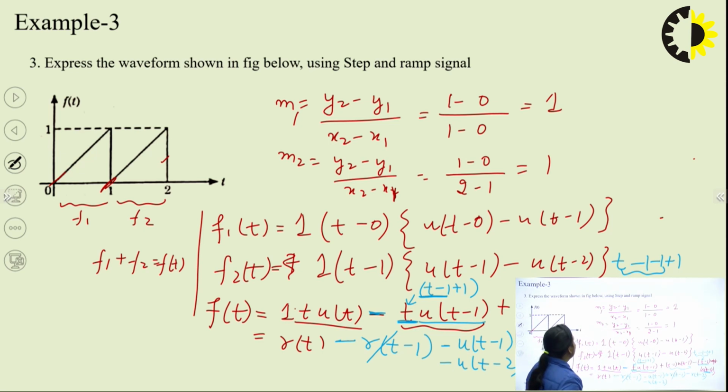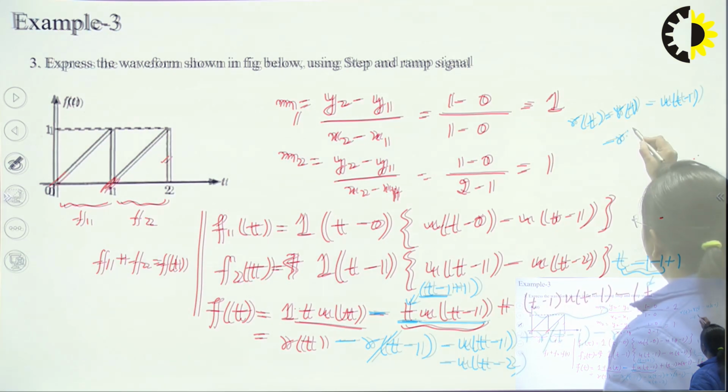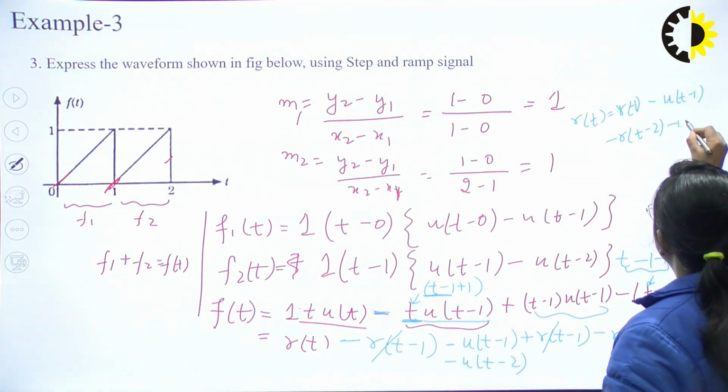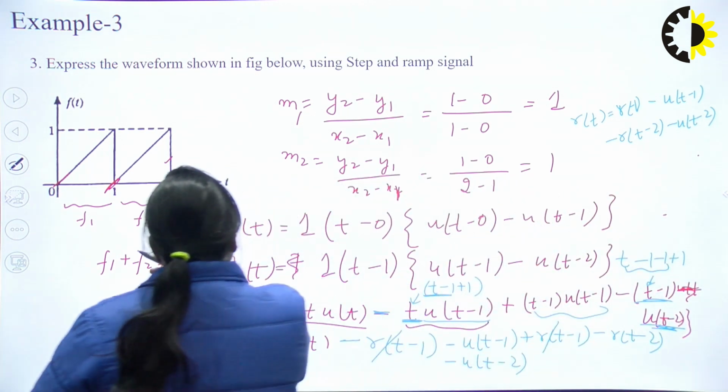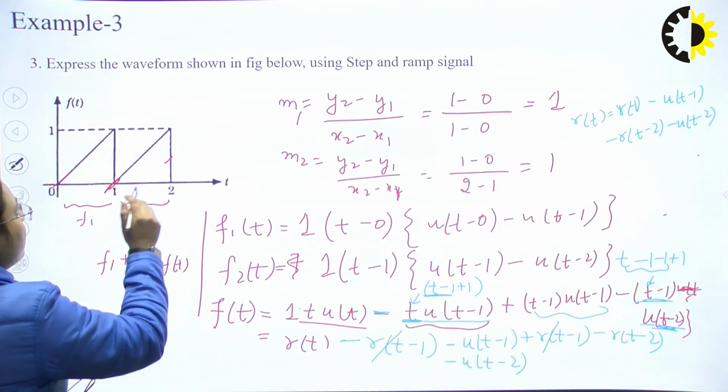ठीक, so final answer will be, now RT final answer will be equals to RT minus of ut minus 1, okay, and minus of RT minus 2 minus of ut minus 2. ठीक है, ramp signal को और इसको proper way में I can explain.